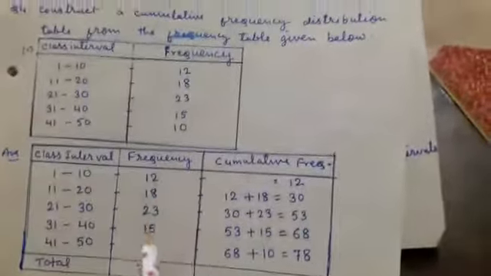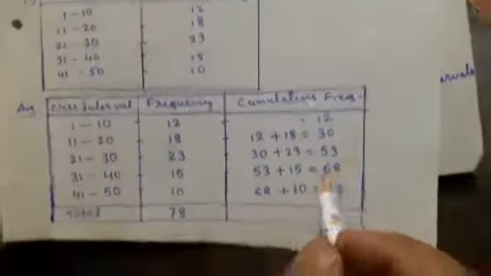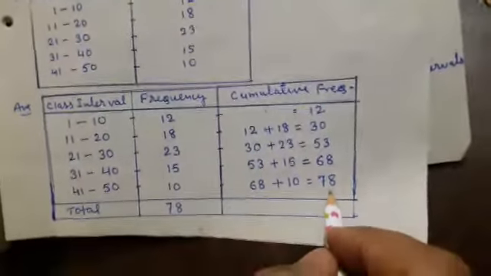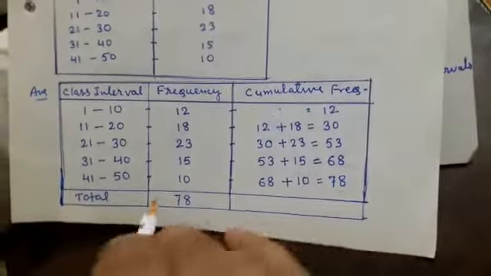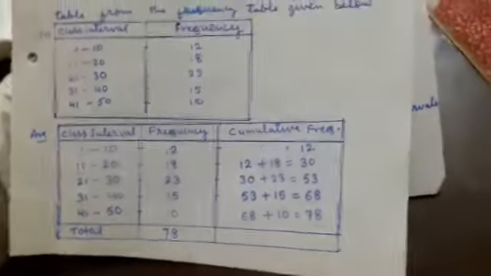Now we will add all these frequencies, we will get 78, and the last cumulative frequency is also 78. So both are the same. In this way we can say this is our answer.